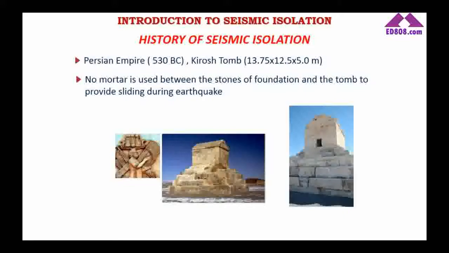One of them is the tomb of Cyrus in the Persian Empire, built before Christ, 530 BC. What they did while building this tomb is that they placed the stones used as a foundation of the tomb on top of each other without using any mortar. So during an earthquake, the stones move on top of each other with friction. And since it is not fixed to the ground, this tomb is still standing there. So we can call this seismic isolation. Yes, it's not like the ones that we see right now. Maybe the displacement is very low, but definitely it reduces the force acting on the tomb at the top.